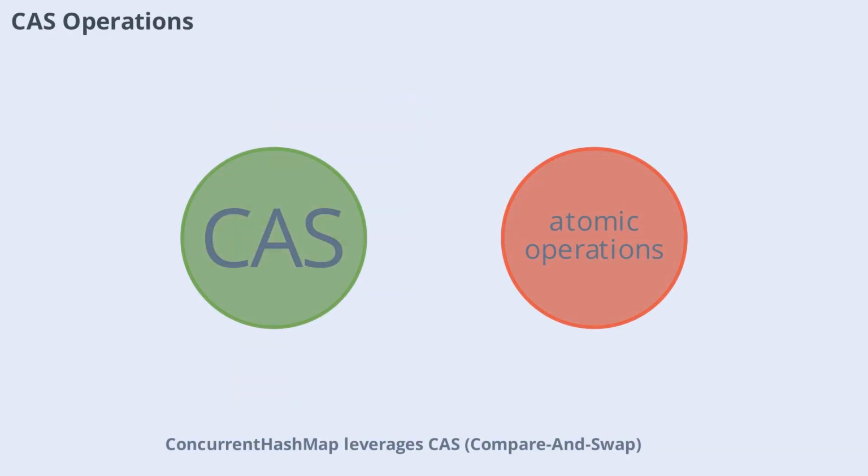ConcurrentHashMap leverages CAS, compare and swap, operations for certain updates. CAS is a low-level atomic instruction that allows threads to update values without locking, as long as no other thread has changed the value in the meantime. This technique is especially useful for operations like putIfAbsent, where atomicity is crucial.